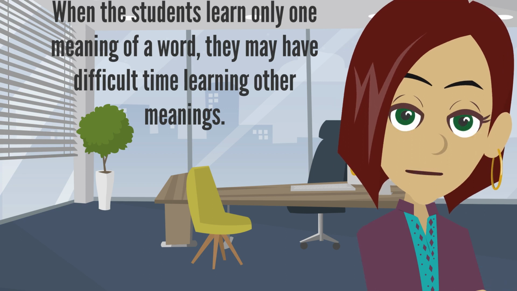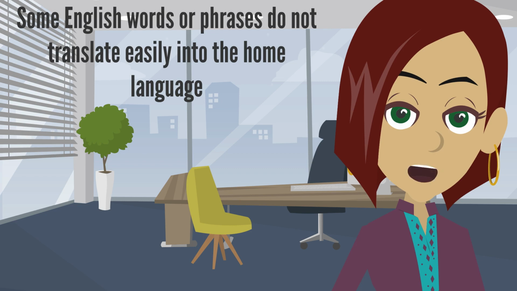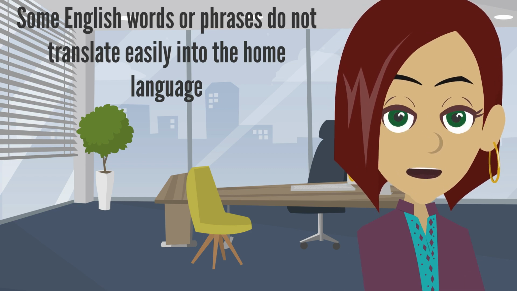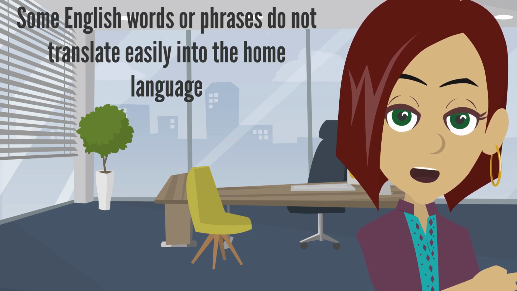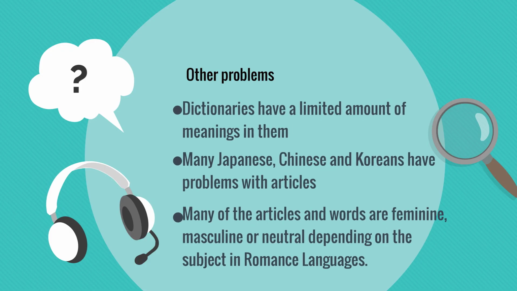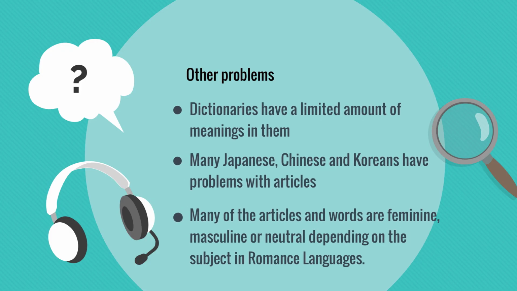When the students learn only one meaning of a word, they may have difficulty learning other meanings. Many times this can be a cultural problem, as many words in English are not translated easily into the foreign language. Other problems are because when a student buys a dictionary, they only have a limited amount of meanings in them. When this happens, the student usually only chooses the first meaning instead of the target meaning.